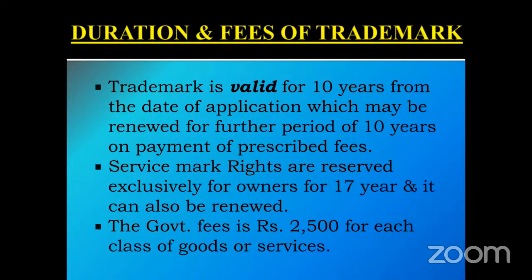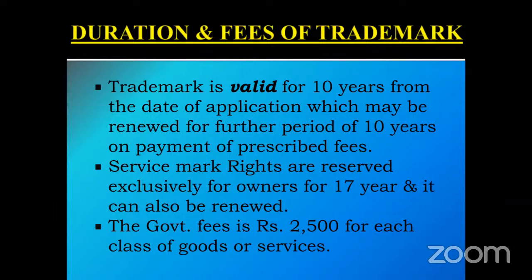Service mark rights are reserved exclusively for owners for 17 years. So for a service mark, you have seen the TS symbol, it is for 17 years. The government fee is 2,500 for each class of goods or services. There are different kinds of goods and services, like pharmaceutical goods, agriculture goods, agriculture services, pharmaceutical services, medical goods, medical services. Under which goods and services you would like to register that trademark is very, very important.